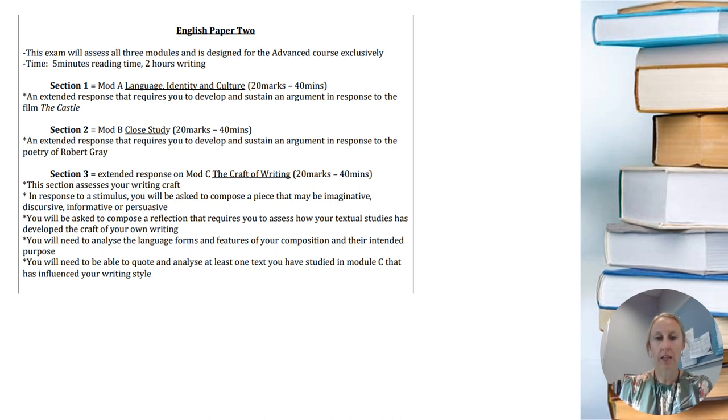So you'll have module A, which is language, identity and culture, which is of course the castle. You'll have module B, which is your close study, that's Robert Gray. And module C, the craft of writing.